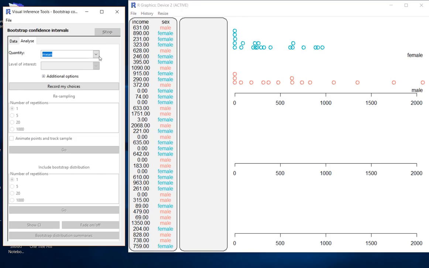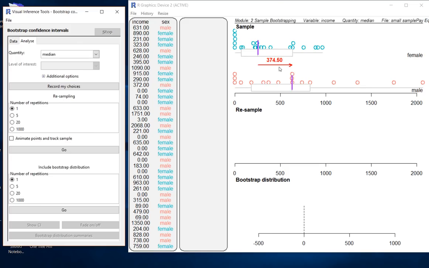If you click under Analyze, we're going to change that up to Median and record my choices. And in this particular sample, the males earn $374.50 more per week on average than the females in the sample. And so what we're going to do is we're going to have a look to see if that difference is significant enough to claim there is a difference back in the population. And we're also going to try and put numbers or quantify what that difference is.